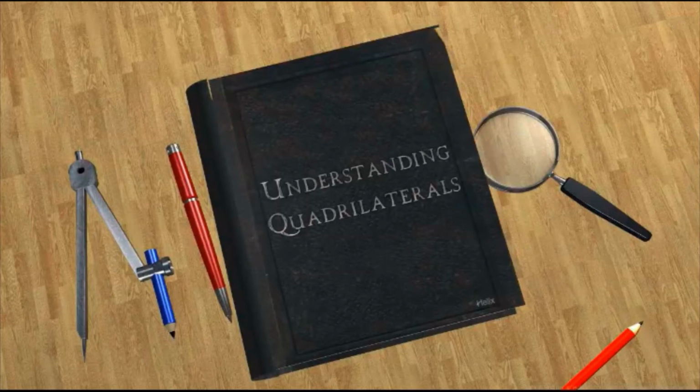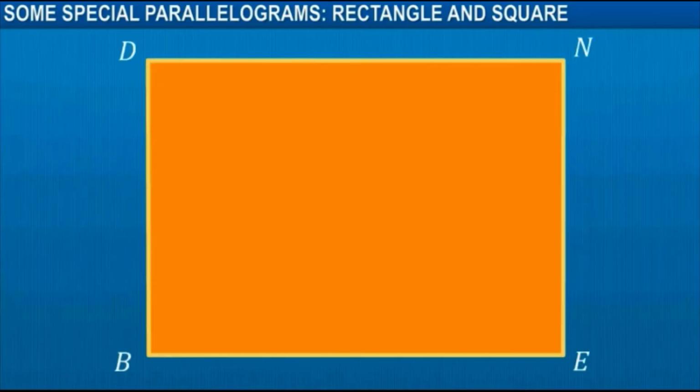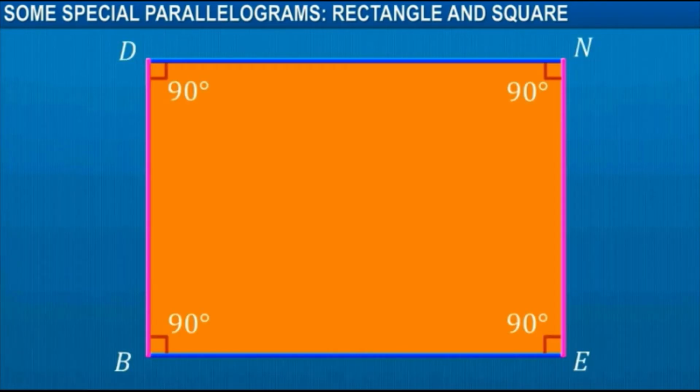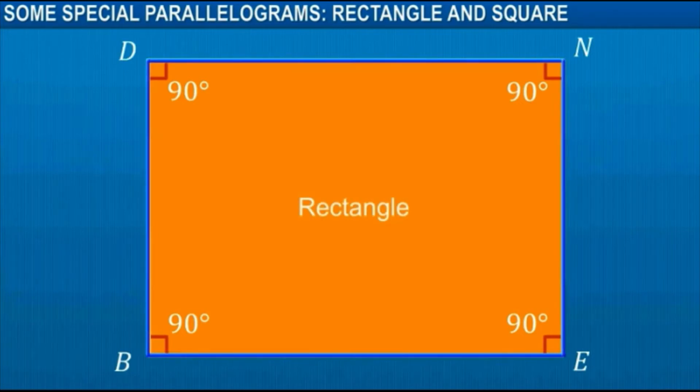You will prove that a rectangle and a square are both special types of parallelograms. Look at the quadrilateral BEND. Its opposite sides are equal in length and parallel. Hence, it is a parallelogram. Now, look at its angles. They are equal and measure 90 degrees. Such a parallelogram is called a rectangle.